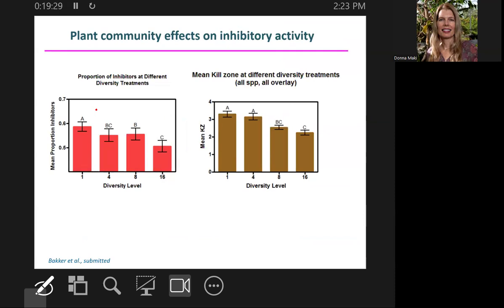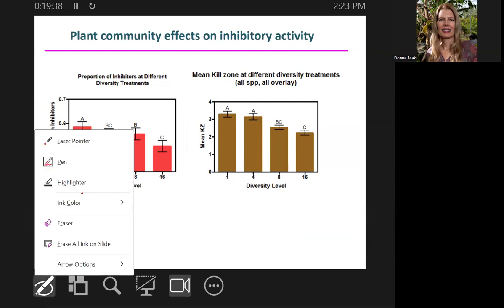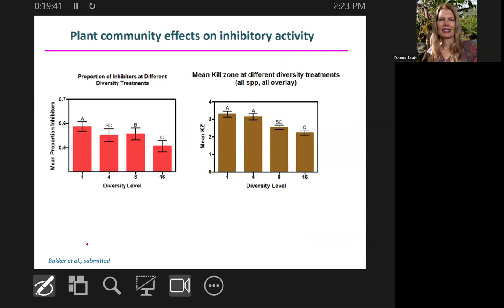Here they went back to the idea of a monoculture. So one means you have a monoculture of plants versus 16 different species in that plot. And again, you can see some really pretty data here where if you have a monoculture, you have a lot of Streptomyces, a high mean proportion of inhibitors. There's a lot of them that are capable of inhibiting those pathogens. On the other hand, you look down on the far right where you have 16 different species, there's inhibition, but it's not nearly as good.